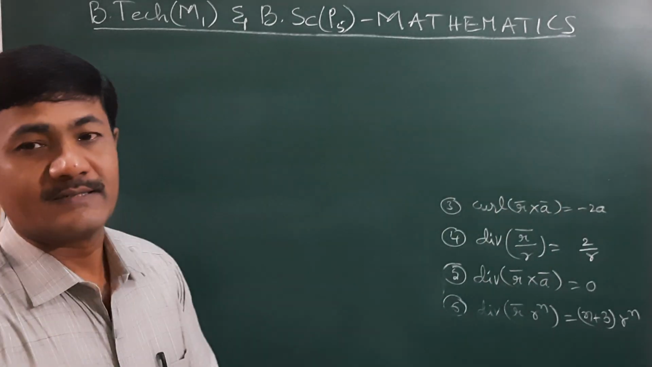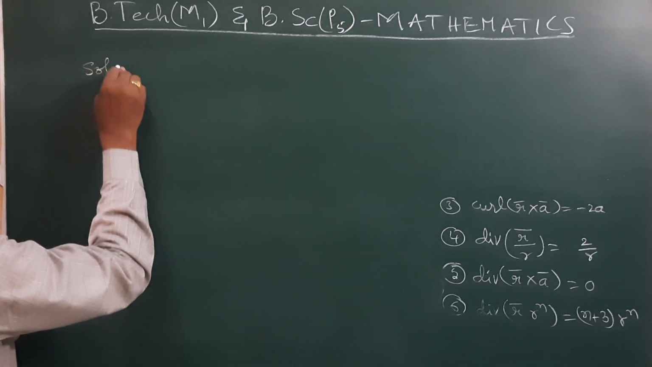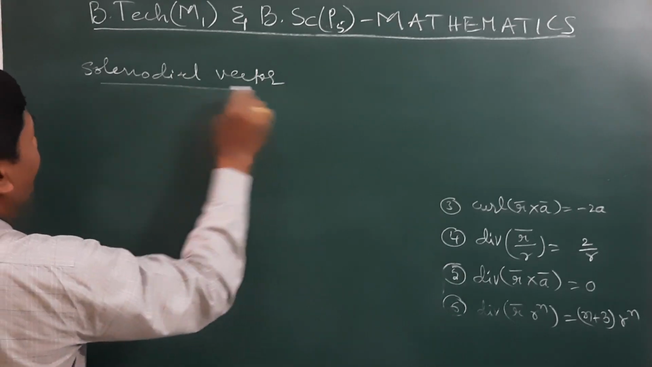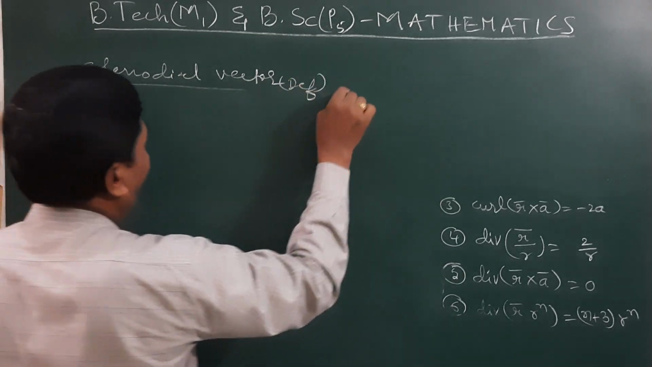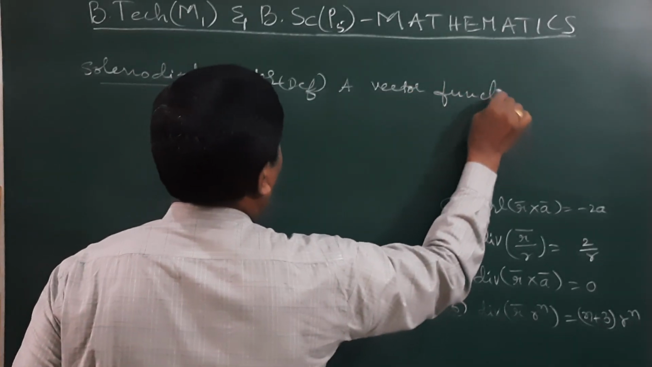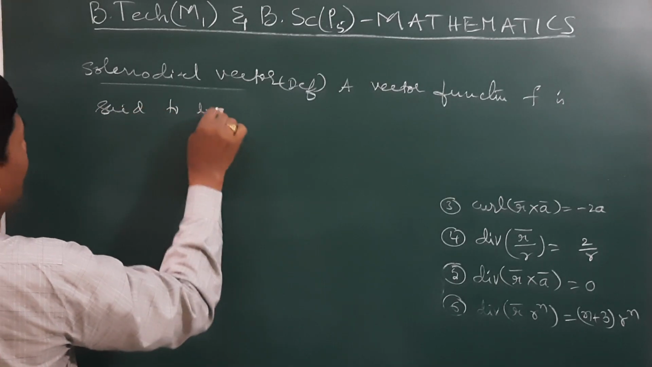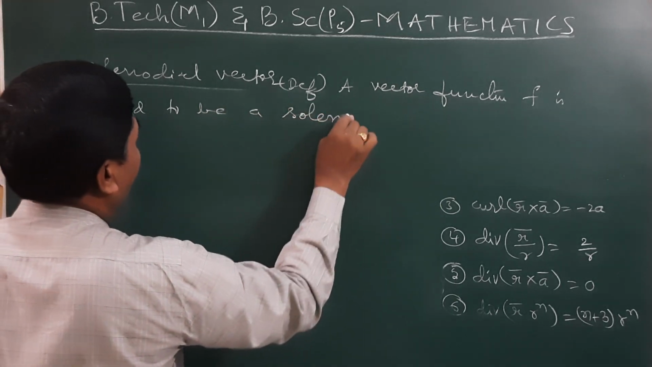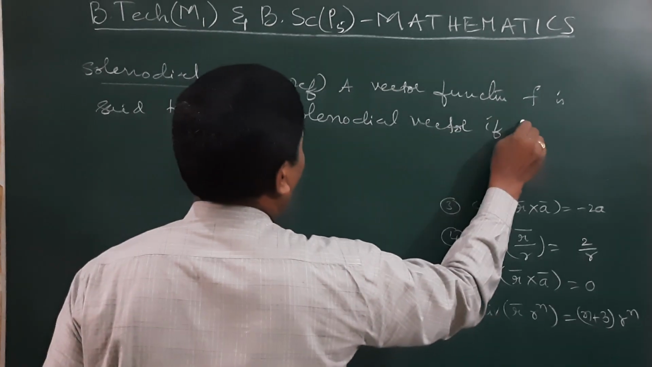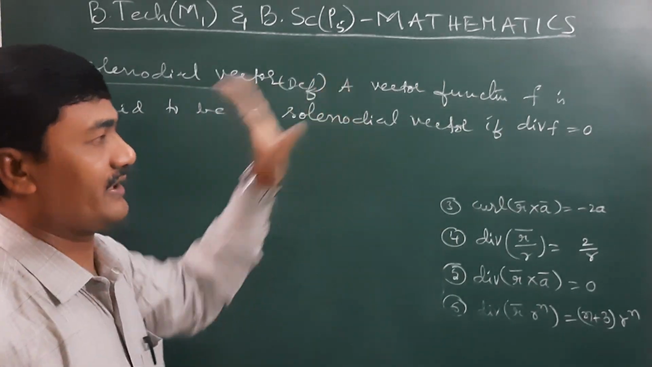Okay. So now, a solenoidal vector is a very simple definition only. A vector function f is said to be a solenoidal vector if div f is equal to 0 only. Div f is equal to 0, this is called a solenoidal vector.